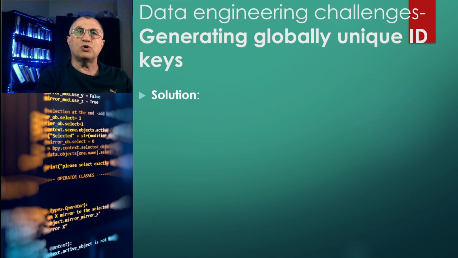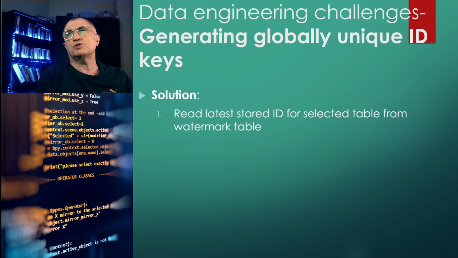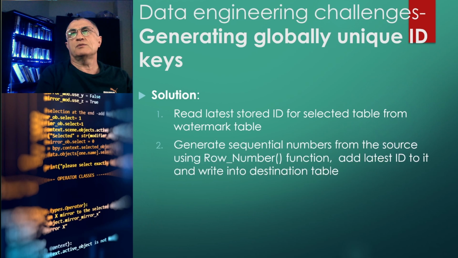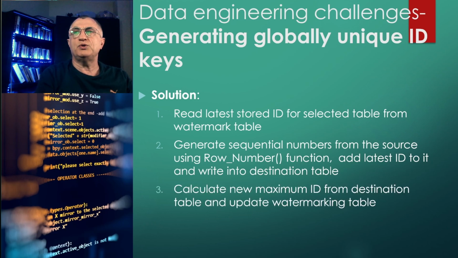So one way to solve that is to follow a three-step process where you first read the latest stored ID from the watermarking table. Then we can use the row numbering function, which is a window function in T-SQL, to assign unique numbers to the data coming from the source, and then combine these two values to get table level global values. Lastly, you have to calculate a new maximum ID from your destination table and update your watermarking table.